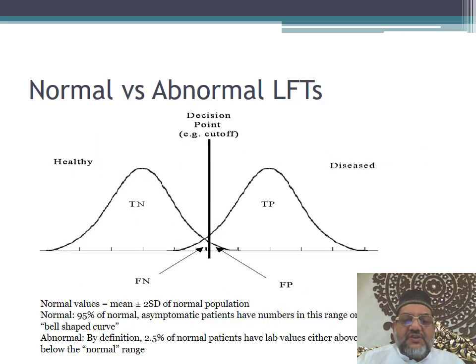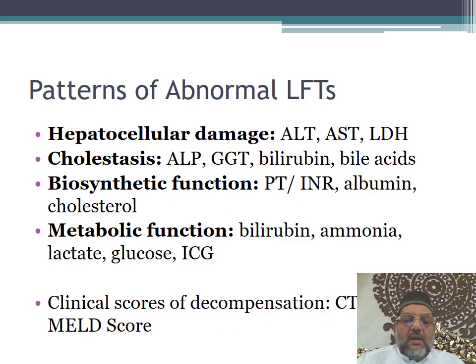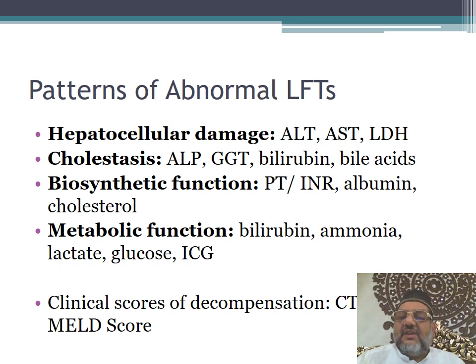This is a chart which is showing the normal and abnormal LFTs. When there is hepatocellular damage, those enzymes which are stored in the hepatocytes, such as transaminases and lactate dehydrogenase, their level is increased. When there is cholestasis, the alkaline phosphatase, gamma GT, bilirubin and bile acids are increased.